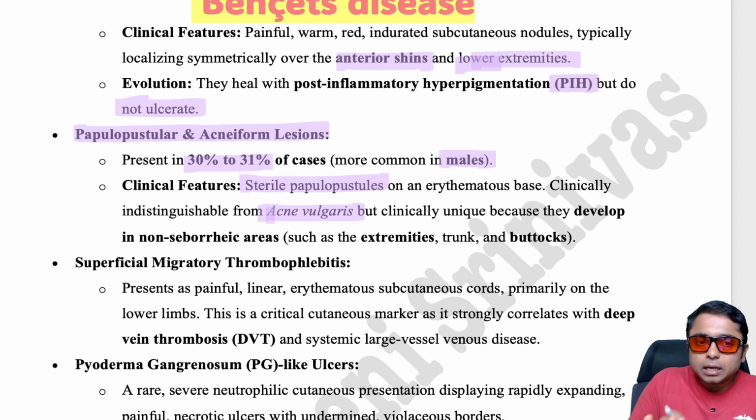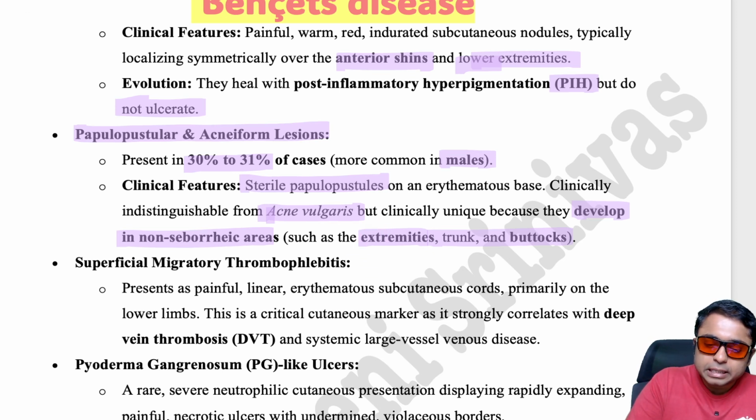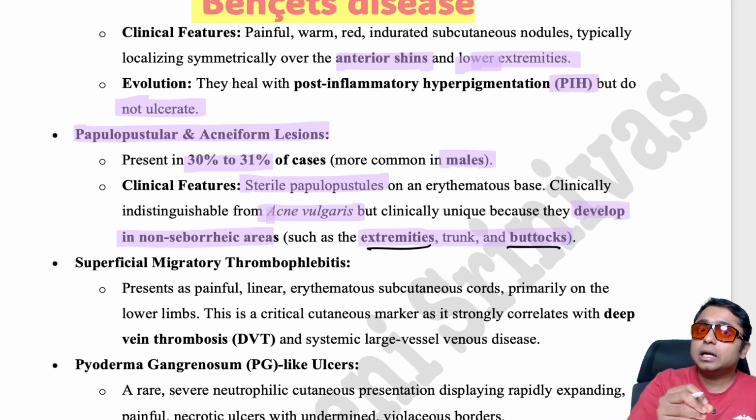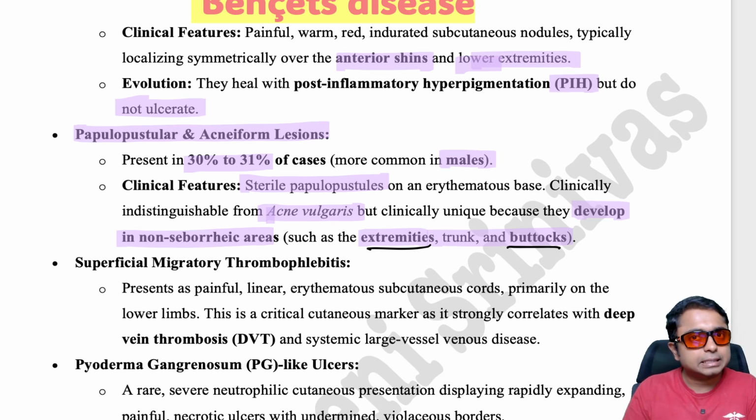But the unique point related to this condition is that they are going to develop in non-seborrheic areas such as the extremities, trunk, and the buttocks. So, these sites are going to be very interesting, the extremities and also the buttocks. Acne lesions usually do not occur in these non-seborrheic areas, but if you happen to see these acneiform lesions in a patient having recurrent oral ulcers and genital ulcers and erythema nodosum, then think of Behçet disease as a possibility.